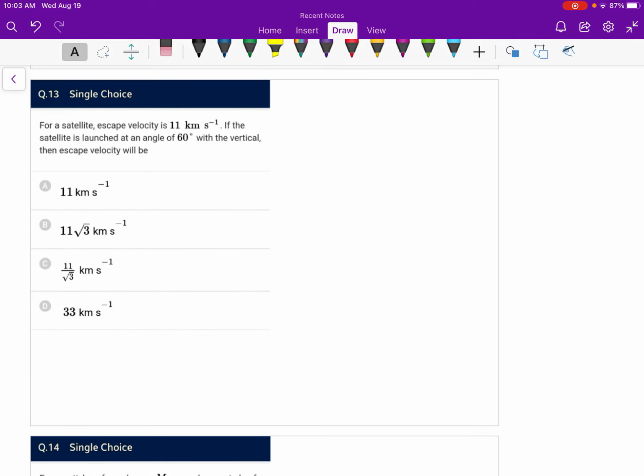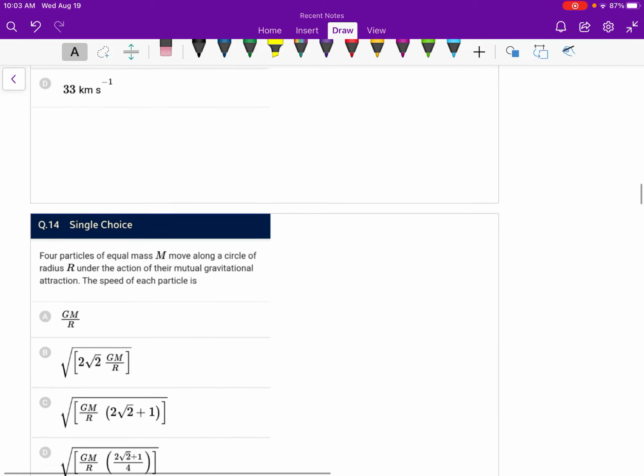For a satellite, escape velocity is this if the satellite is launched at 60 degrees. So escape velocity is independent of launch angle. So answer is A only.